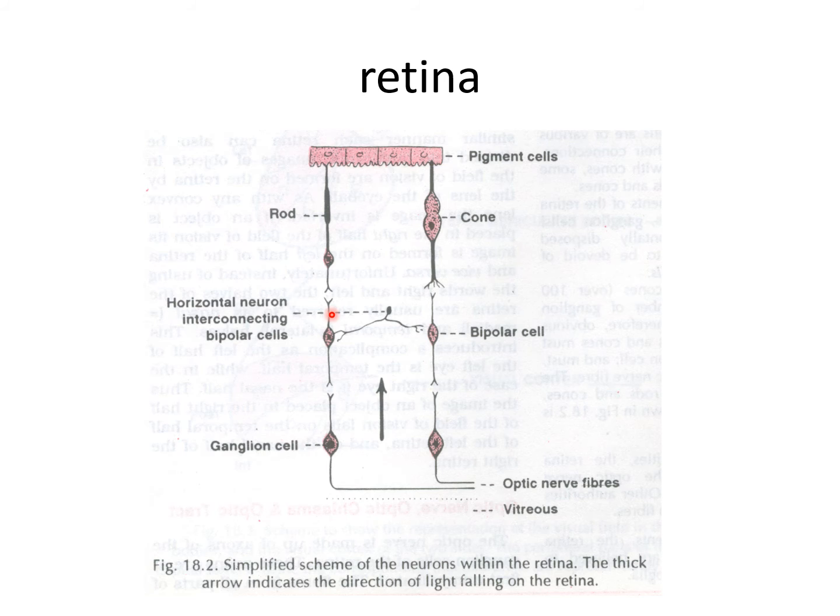The internal nuclear layer contains the cell bodies and the nuclei of three types of neurons. Bipolar neurons.